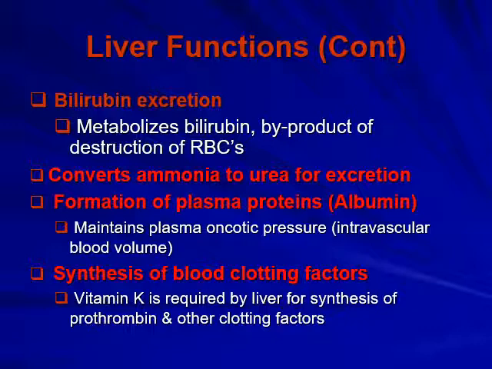Synthesis of blood clotting factors. Vitamin K is required by the liver for synthesis of prothrombin and other clotting factors. So we see the typical patient with liver dysfunction or cirrhosis that ends up coming in with lots and lots of bruising. We can see that bleeding underneath the skin because they have inadequate clotting factors due to their liver disease.